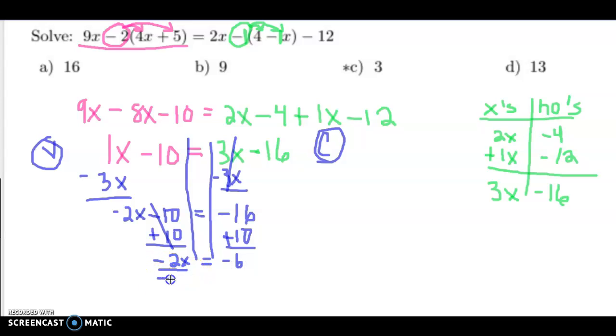I then have to divide both sides by negative 2 in order to get x by itself. This is a fancy form of 1, so I'm left with x equals, and a negative divided by a negative is a positive 3. There's your answer. Good luck.